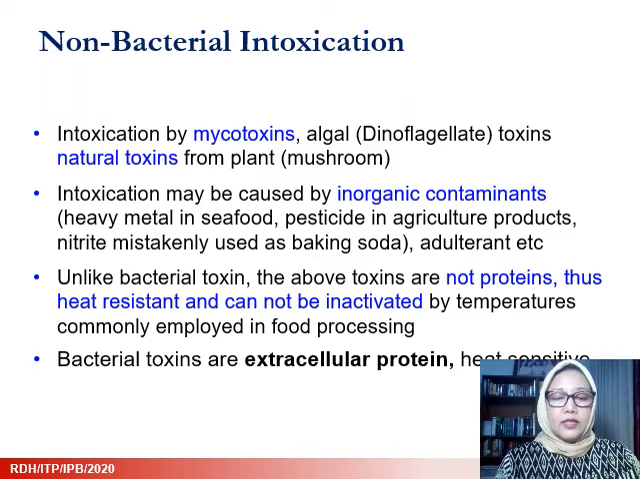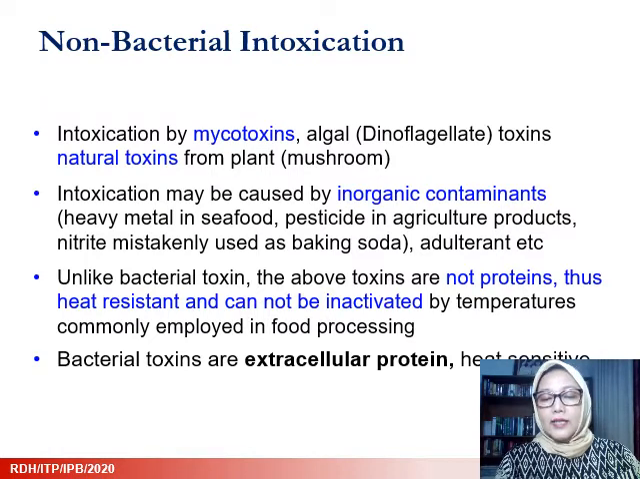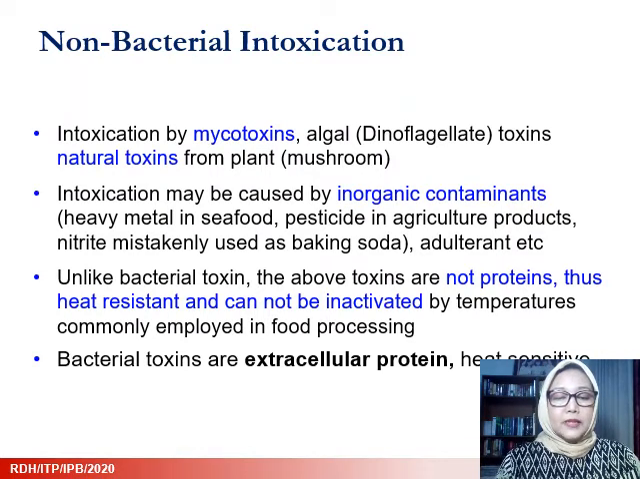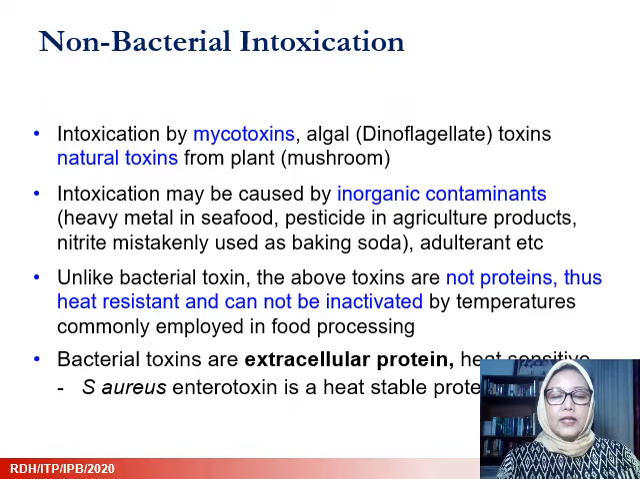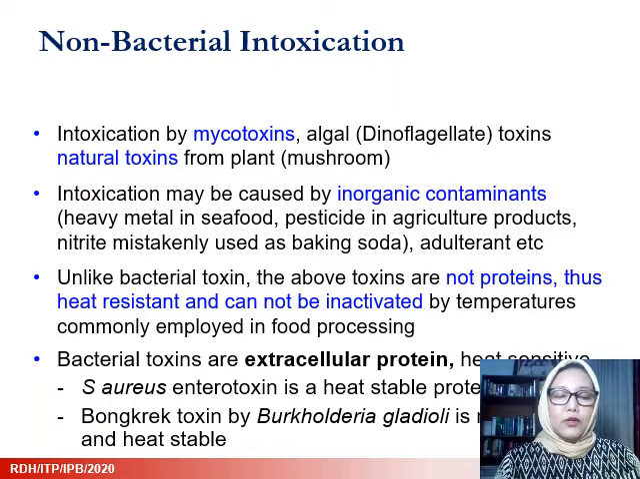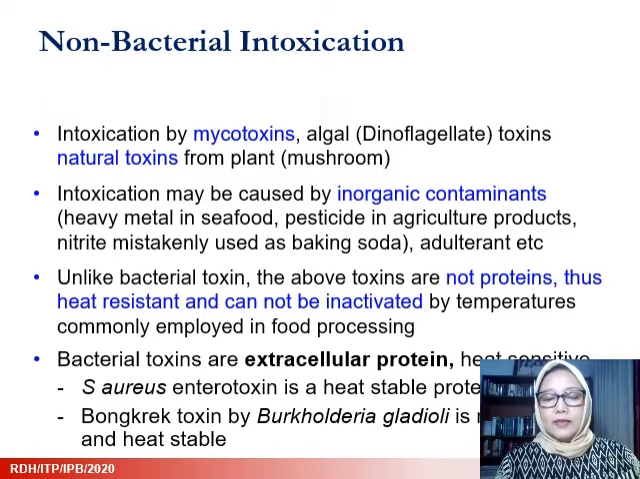Meanwhile, bacterial toxins are generally extracellular proteins and they are heat sensitive. There are some exceptions though. Staph aureus enterotoxins is a heat-stable protein toxin, and bongkrekic acid toxin by Burkholderia gladioli is also heat resistant.